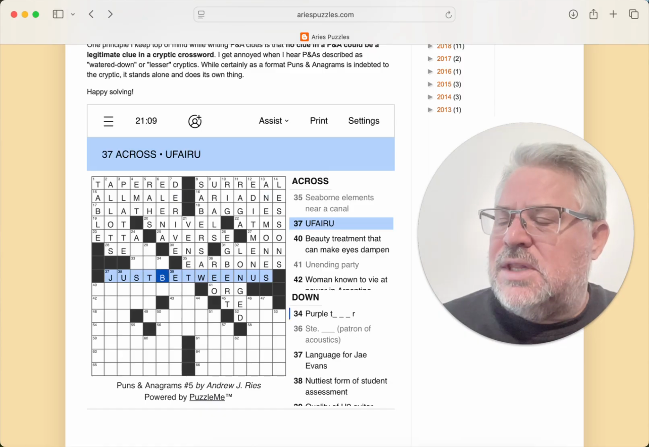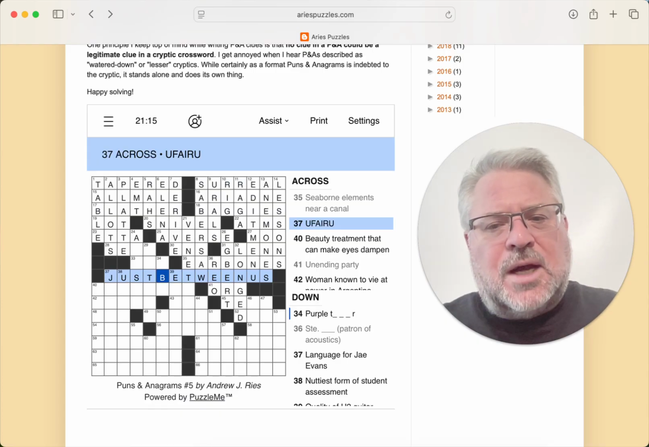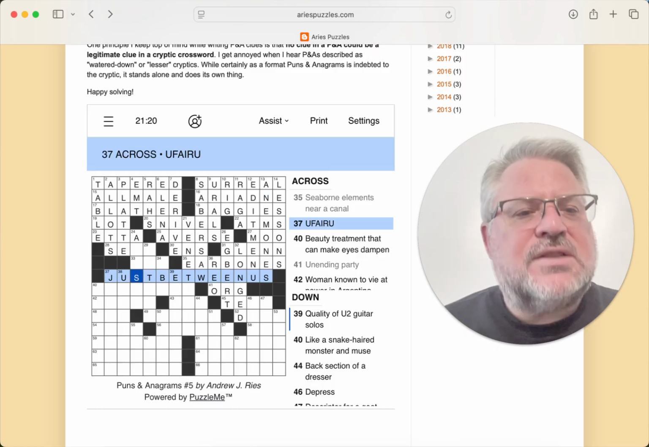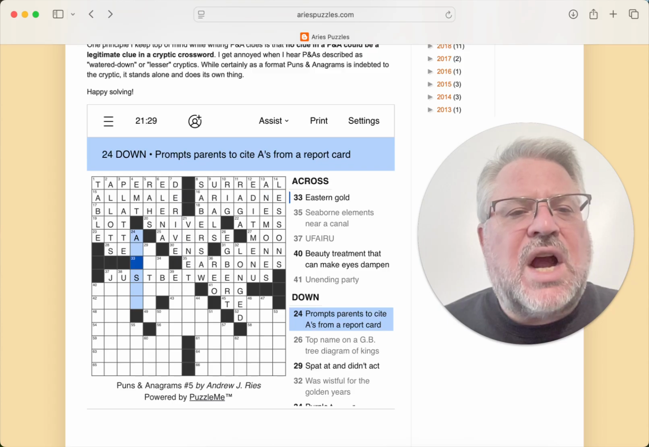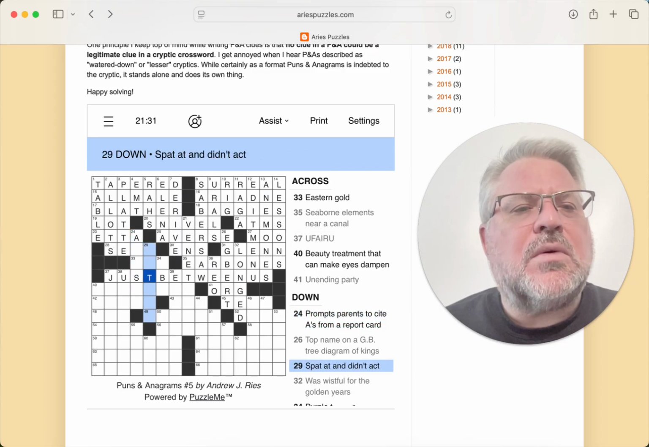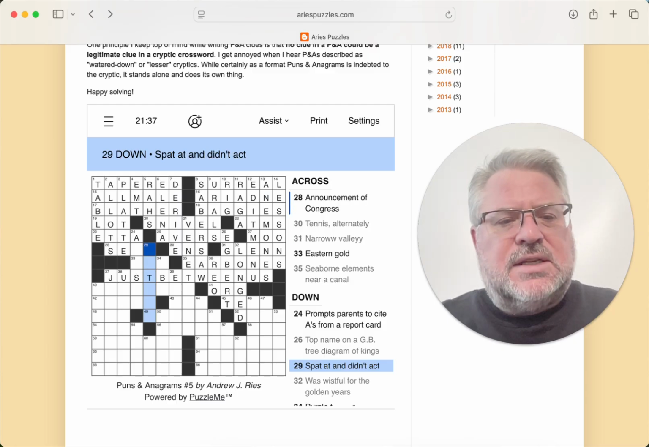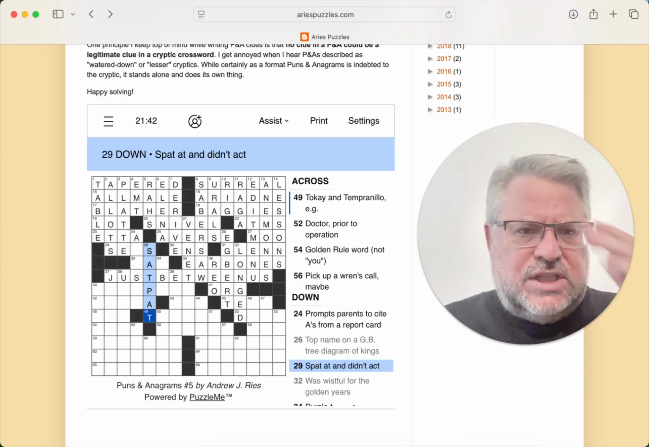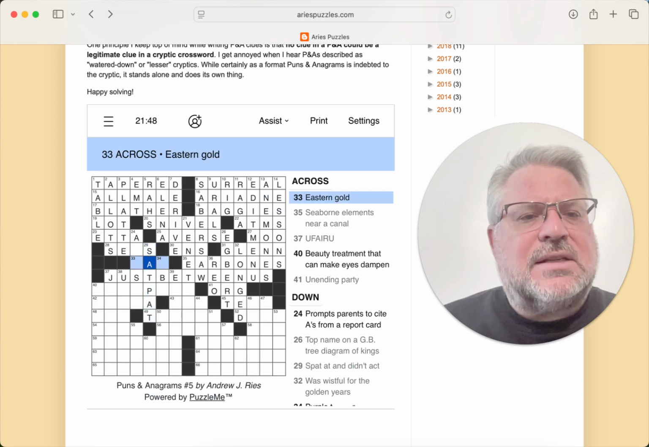I don't recall. I think there was one of the other puzzles I did had the letter I and the letter C on top of another letter IC, and that was iconic. IC on IC. So it's that kind of thing. That's clever. Prompts parents to cite. Ascribe. No. Spat at and didn't act. Sat pat. I think you can stand pat when gambling. I guess you can sit pat as well. So if you didn't act, you sat pat, which is an anagram of spat at.